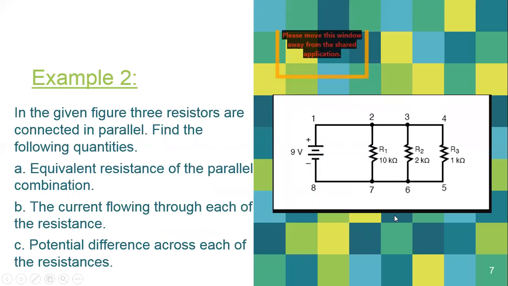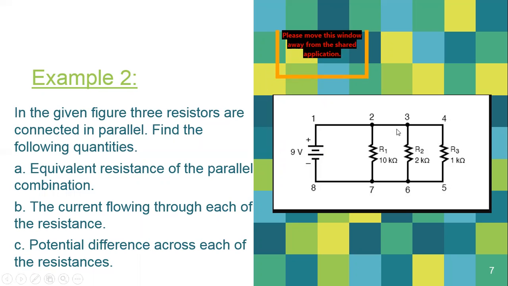Next example is 2. In the given figure, three resistors are connected in parallel. Find the following quantities. Number A, the equivalent resistance of the parallel combination. Number B, the current flowing through each of the resistances. Number C, the potential difference across each of the resistances. Same question as example 1, but the combination of the resistors is different. Here, the three resistors are connected in parallel.